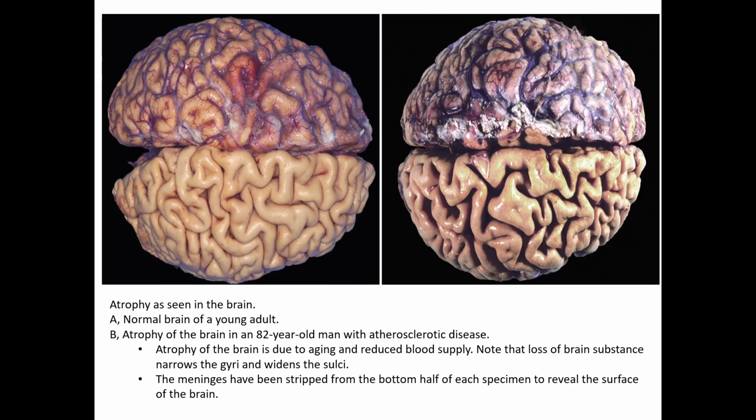There is a loss of the brain substance. You notice the gyri shrinkage in size and narrowing of the gyri with widening of the sulci. The sulci are the grooves in between the gyri of the brain.